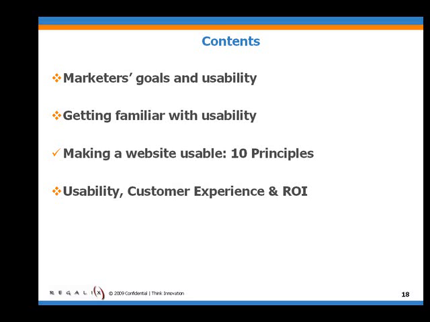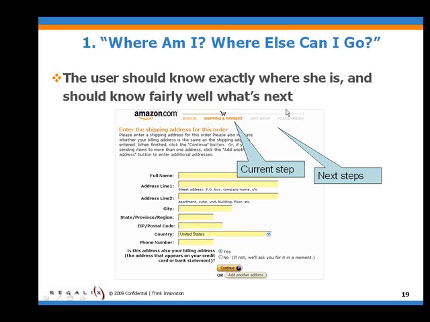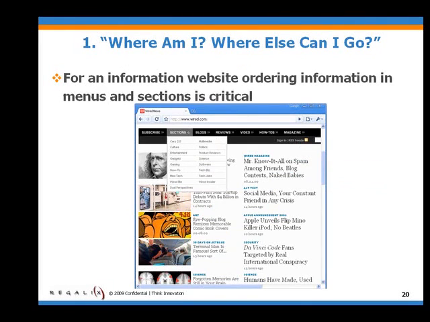Well, now let's look at 10 principles of how to make a website usable. First principle I would say is giving the user control, telling the user at all points in time where she is. 3 clicks. That becomes very critical.